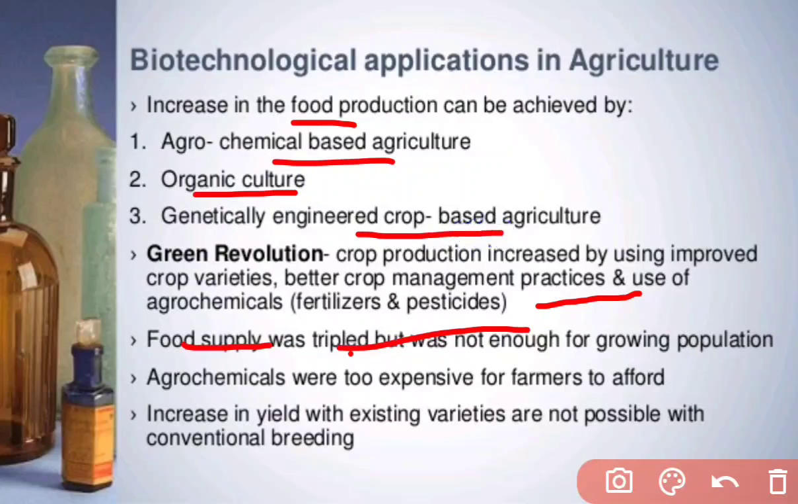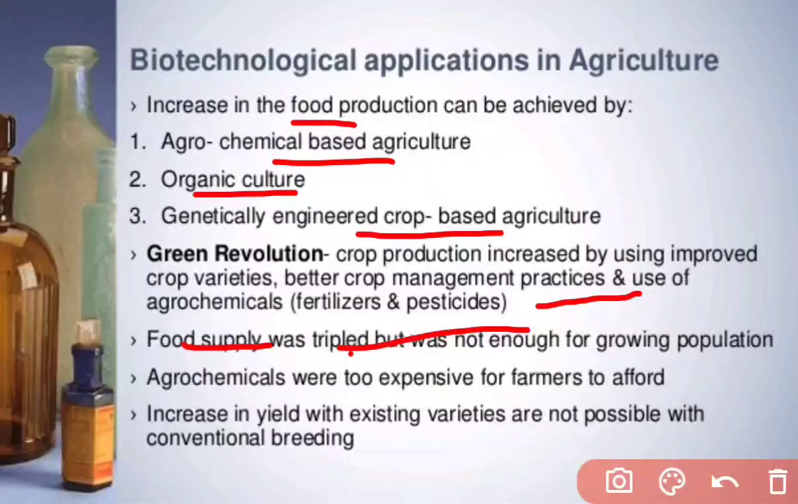हैं ना, एग्रीकल्चर फील्ड में हम फर्टिलाइजर को यूज़ करना, पेस्टिसाइड को यूज़ करना, that is agrochemical based agriculture. Organic culture means where we are not using any type of chemical substance, we are using all living, meaning nitrogen fixation, fertilizer, pesticide, all in an organic form. And the third point is genetically engineered crop based agriculture. Okay, so we will take them one by one.